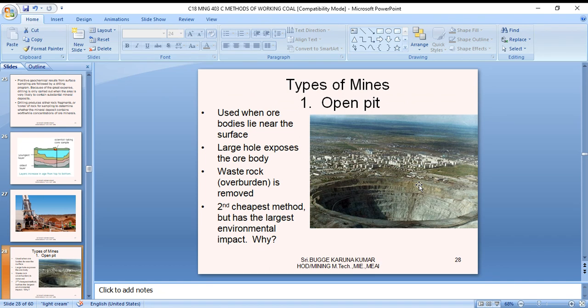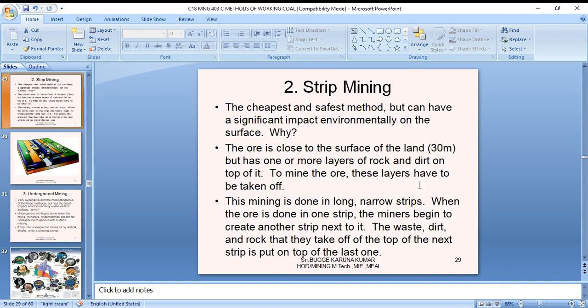So most of this is depth based, and most of Chile's copper mines have the highest depth as well as large size, up to 4 kilometers possible. Usually when ore bodies lie near the surface, a large hole exposes the ore body. Waste rock over the ore body is removed. This is the second cheapest method, but has the largest environmental impact.